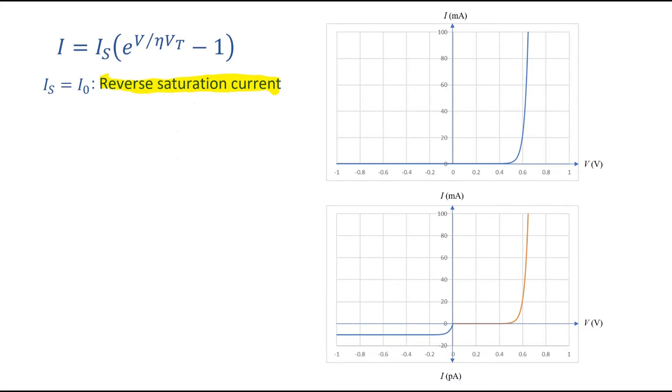Sometimes they draw the characteristics like this with a different scale on negative current axis. As you can see, the current is saturated to minus IS at voltages more negative than about minus 0.1 volt. The value of IS depends on the physical properties of the diode, like doping concentration and device area.